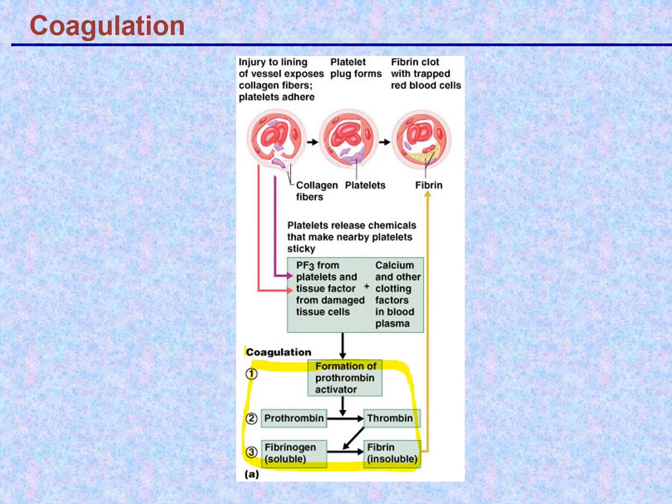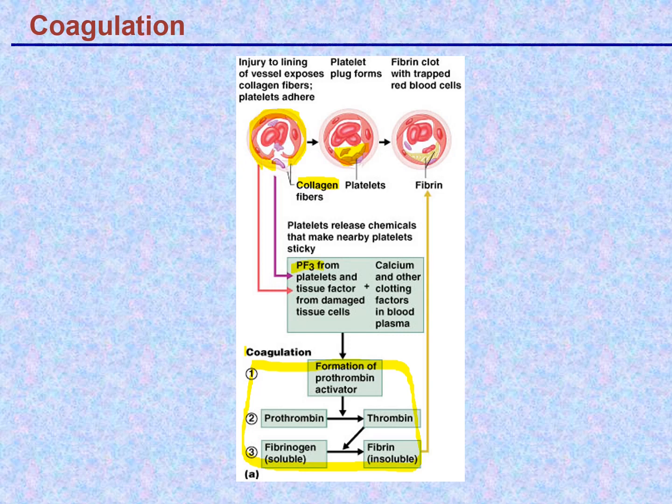Nevertheless, what you have when you tear a blood vessel is exposure of the collagen fibers that are just underlying the endothelial cells. There are collagen fibers in that connective tissue layer just beneath the endothelial cells, and the collagen fibers get exposed with that tear. And platelets will form a platelet plug. Platelets come in and adhere to the collagen fibers and express the platelet factor 3 on their surface.